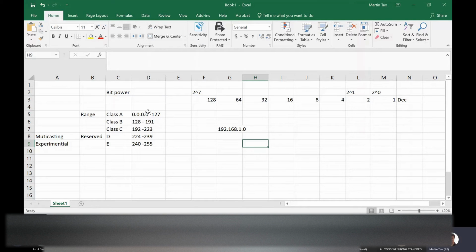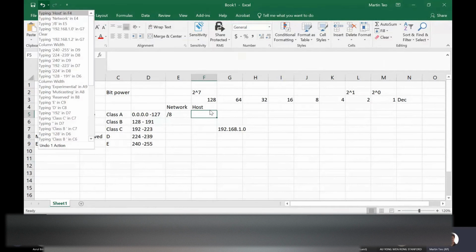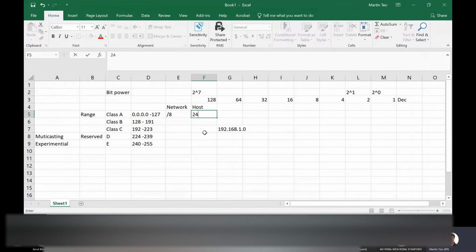You have to take note that for class A, our network portion is 8 bits. The remaining 24 bits are the host portion. So the network part, or network portion, is 8 bits, and the host portion has a total of 24 bits. 24 plus 8 equals 32. So an IP address consists of 32 bits.